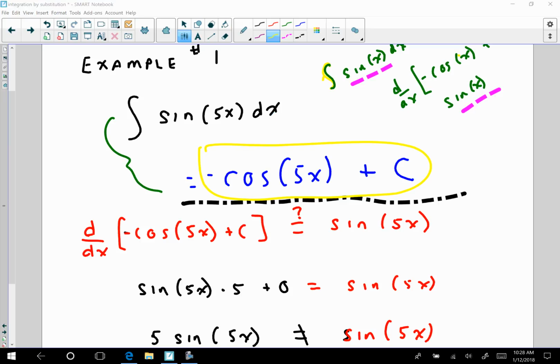If I differentiate negative cosine, I'm going to get sine, and I'm going to have sine of 5x.